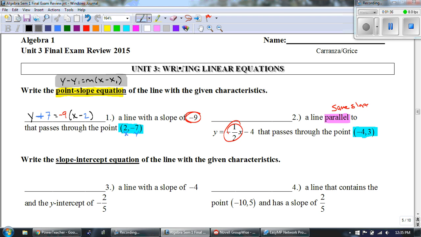Okay? So I know it's y minus blank equals the slope times x minus blank. If it's parallel, that means I get to steal the slope, so it's -1/2. And then remember, the x goes with the x. If it's a negative, it's going to change to a positive, and then the 3. So we got y minus 3 equals -1/2 x plus 4.